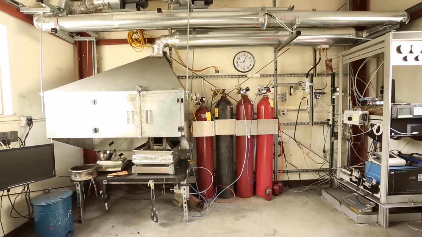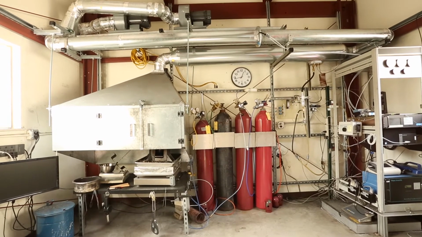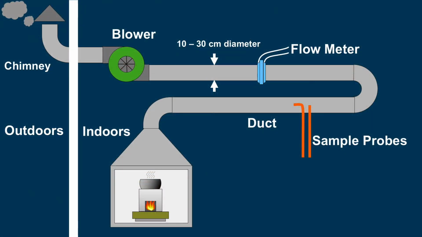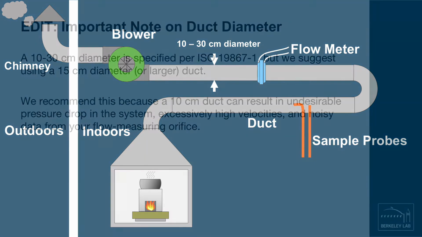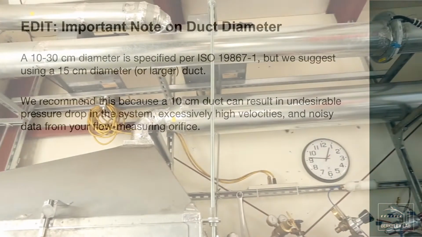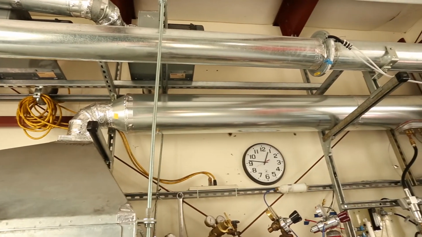The ducting system consists of a circular steel duct commonly used in building construction for heating and ventilation. The International Standards Organization recommends that ducting sections have a diameter ranging between 10 and 30 centimeters. In our laboratory, we use ducting between 15 and 25 centimeters in diameter.